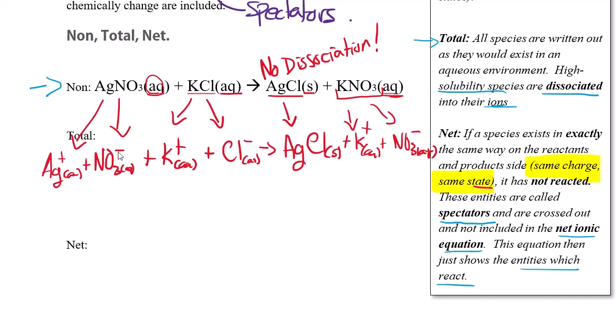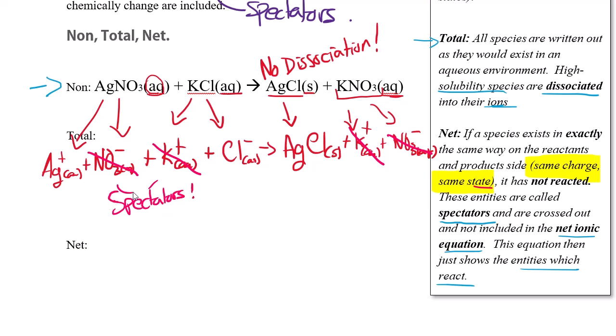The nitrate started out as nitrate ions that are aqueous. It ended up as nitrate ions that are aqueous, so it's a spectator. We can cross it out. My potassium ions started out as aqueous ions. They ended up as aqueous ions. They are a spectator too, so we can cross them out. And my chloride started out as aqueous ions. It ended up as solid ions as part of this crystal lattice, so it did change. So my nitrate and my potassium were my spectators.